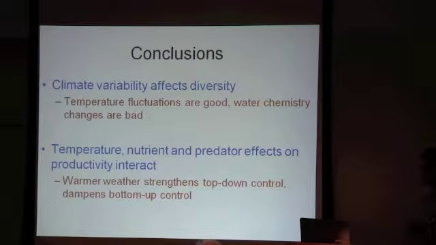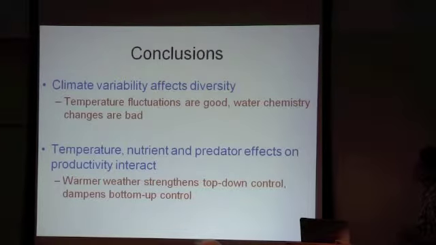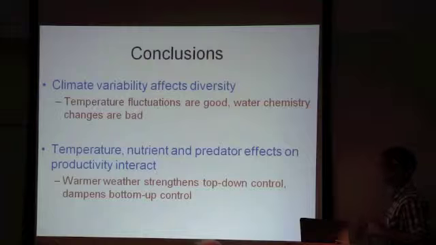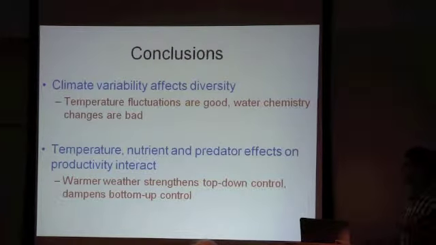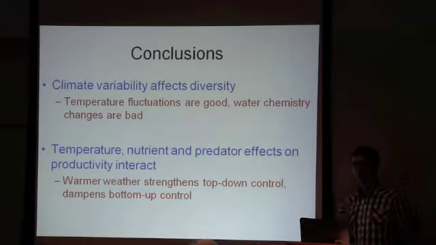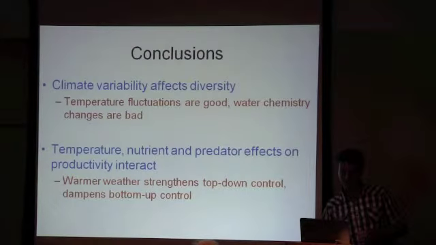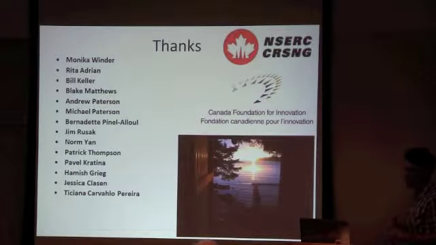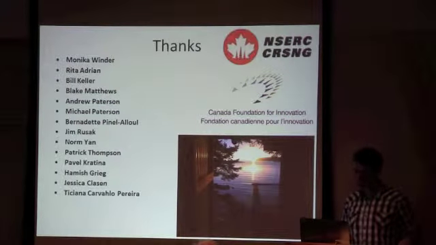Okay, just to give you the general conclusions: climate variability affects diversity. In general, temperature fluctuations are associated with higher diversity, and water chemistry changes are associated with lower diversity. Temperature also interacts with top-down and bottom-up control in ponds, in that warmer temperatures strengthen top-down control and generally dampen bottom-up control. So we see a shift to weaker bottom-up control and stronger top-down control at higher temperatures. These are my collaborators on this work and the people who gave me money back when I was in Canada, and thanks for having me.